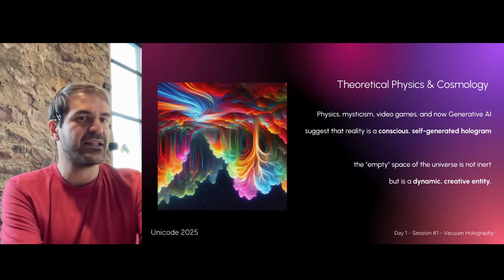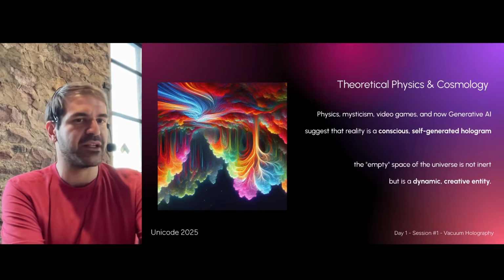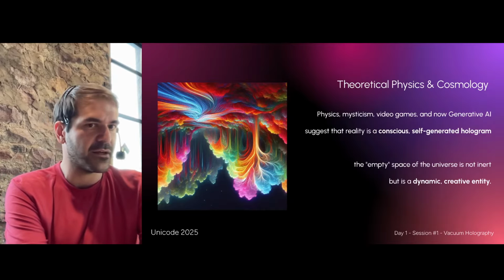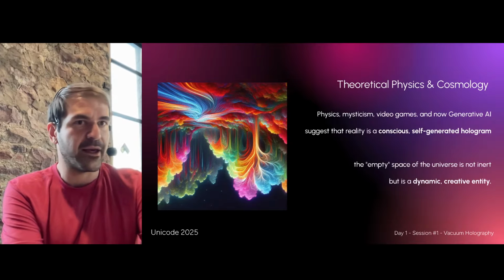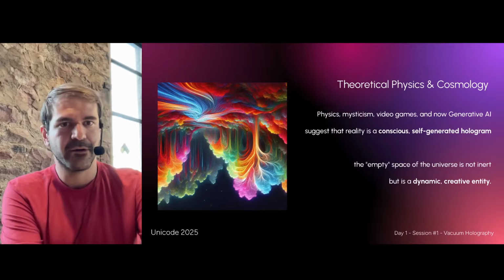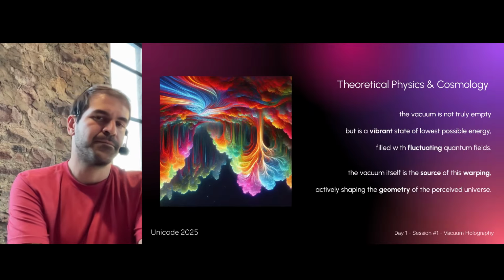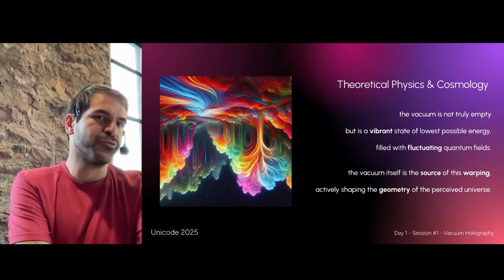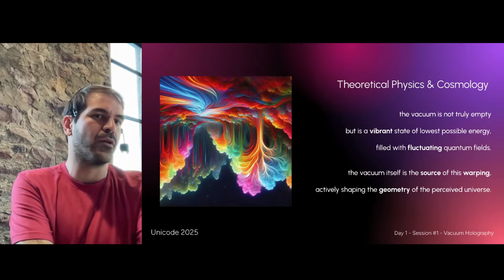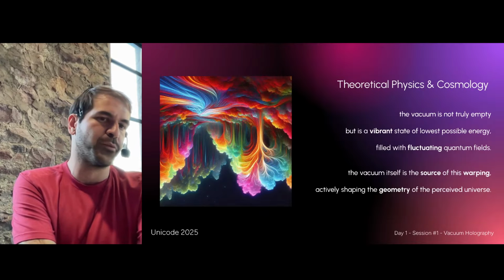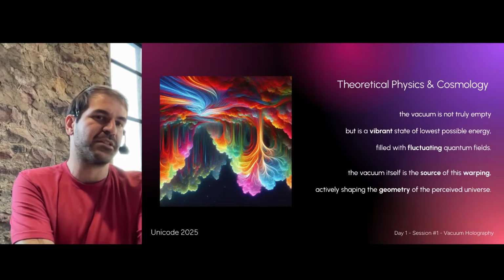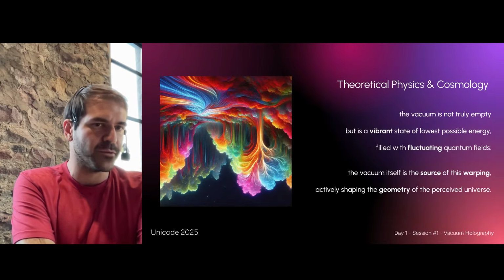The empty space of the universe is not inert, but is a dynamic, creative entity, aka vacuum holographic. The vacuum is not truly empty, but is a vibrant state of the lowest possible energy filled with fluctuating quantum fields. The vacuum itself is the source of this warping, actively shaping the geometry of the perceived universe.